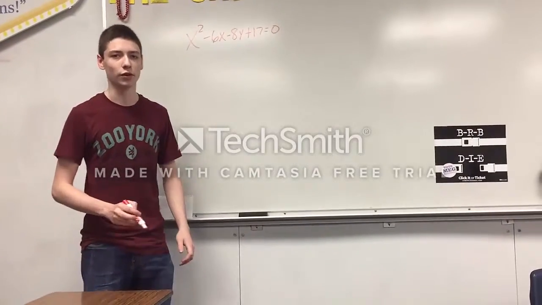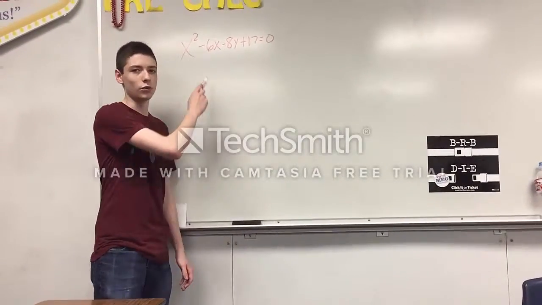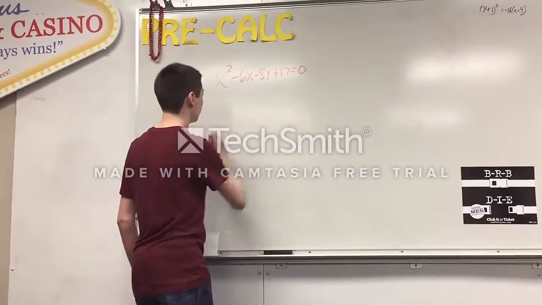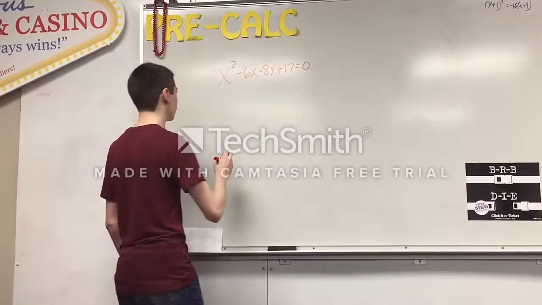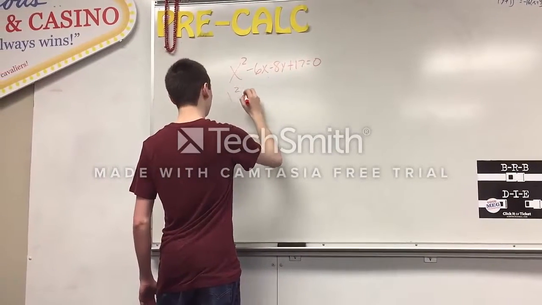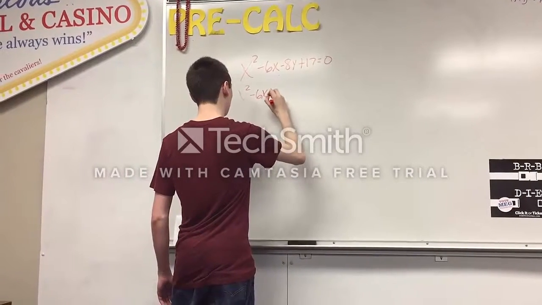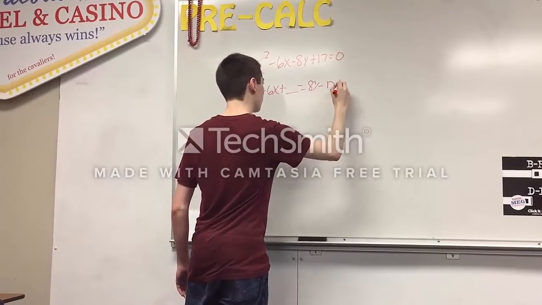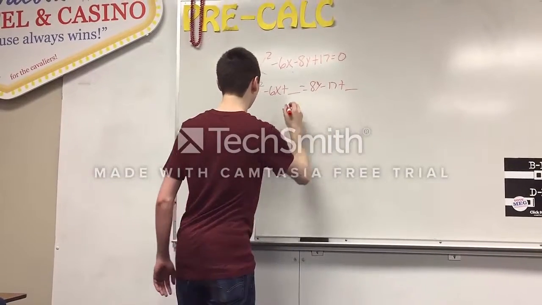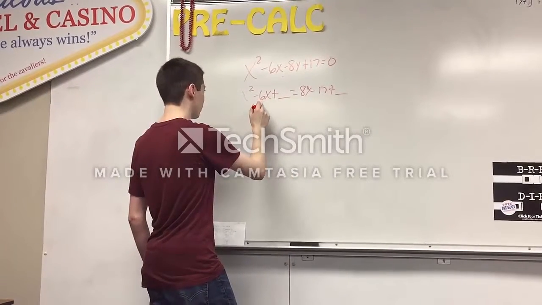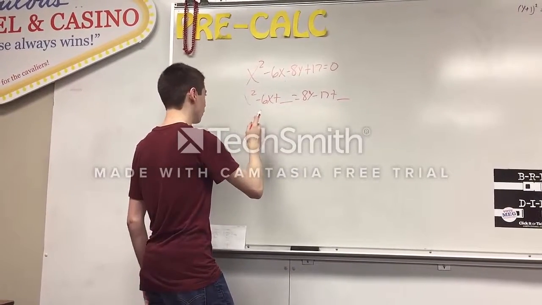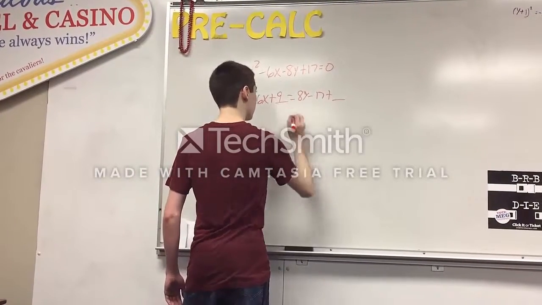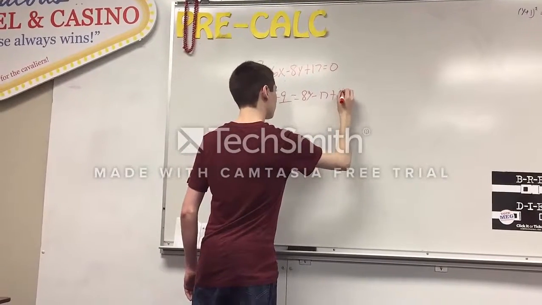Now we're going to use completing the square to change this into the standard form for a parabola. So we're going to have to take all of the x terms, put them on one side and the rest on the other side. So we're going to have x squared minus 6x plus blank equals 8y minus 17 plus blank. And then what goes in the blanks is half of the x term squared. So half of that is negative 3, squared is 9. And then that will go on the other side as well.